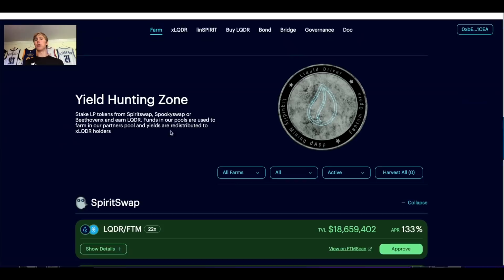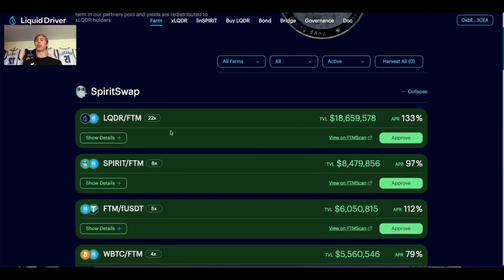Now, how they do this is they're actually paying you in the Liquid Driver token. But in exchange, on the back end, what they are doing is they're actually taking your quote-unquote Spirit token in this pool and depositing it into the Liquid Driver Spirit Vault, which is lin Spirit. This is going to be like your quote-unquote liquid staking Spirit.